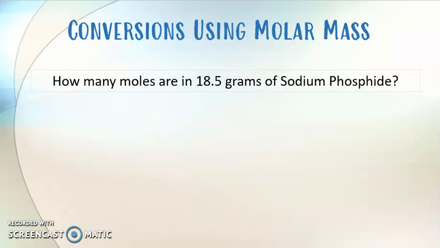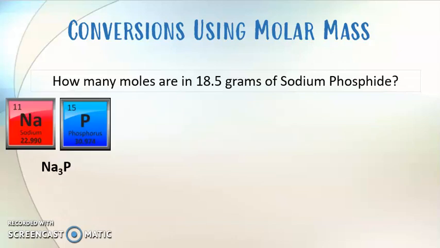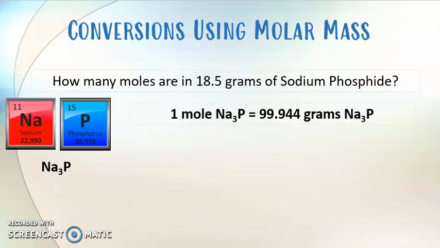Let's try another problem. How about how many moles are in 18.5 grams of sodium phosphide? Now, we've got an issue here because this is not just a single element, this is a whole compound. So we're going to need to get to that molar mass of that compound before we can continue. We need that equivalence statement. So write out the chemical formula for the sodium phosphide. In this case, it's Na3P. And you can see the little tiles for the sodium and the phosphorus. I would want to add together 3 sodiums and 1 phosphorus. And that leaves me with the molar mass that 1 mole of sodium phosphide is equal to 99.944 grams of Na3P.